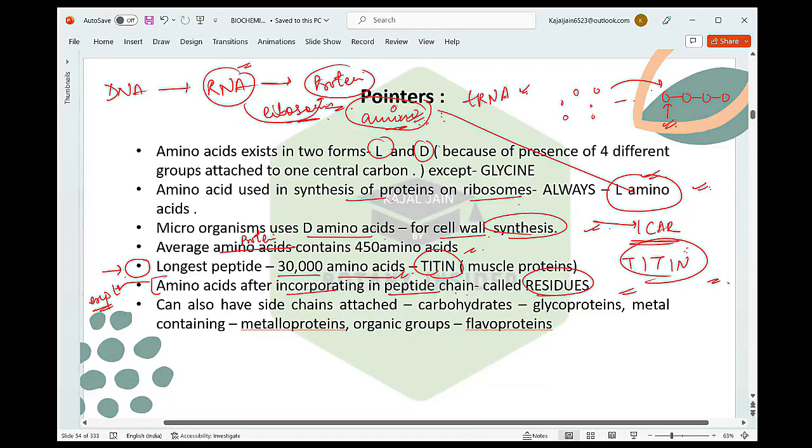Remember about this. They can also have side chains attached. For example, if a carbohydrate is attached to the protein, we call it a glycoprotein. If a metal is attached, we call it a metalloprotein. If any organic group is attached, we call it a flavoprotein. Remember this as well. Very important pointers: DBT examination potential pointers can be taken up, ICAR potential pointers can be taken up.